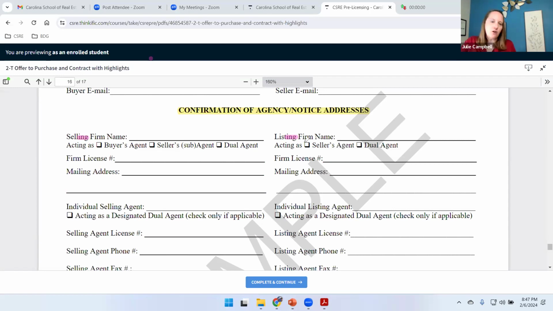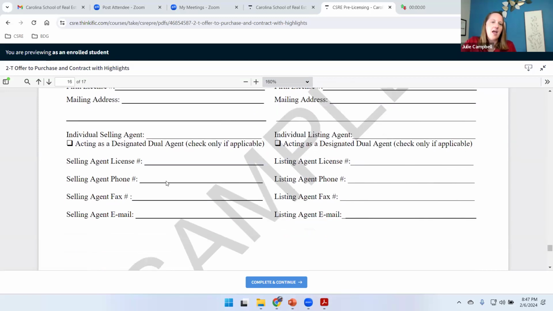So the selling firm, what is their role? Is the firm acting as a buyer's agent, a seller sub-agent, or a dual agent? We need to identify the firm's role in this transaction. We're going to put in the firm's license number, mailing address, and then we're going to list the individual agent. And if the individual agent is acting as a designated dual agent. And then we have the agent's license number, phone, fax, and email.